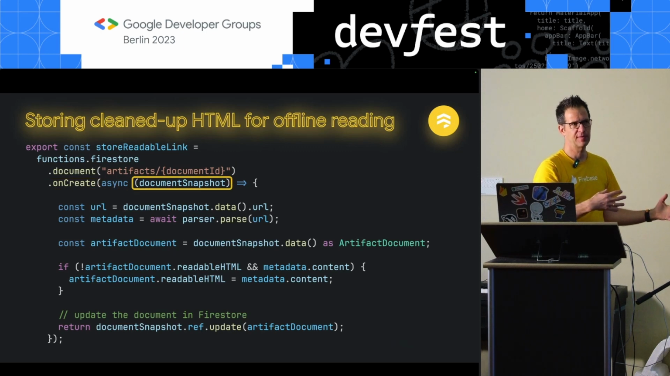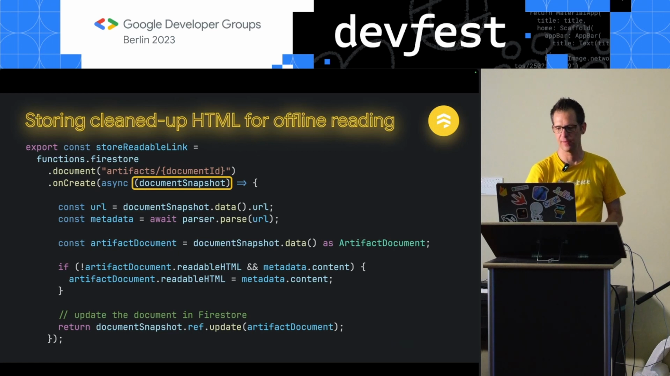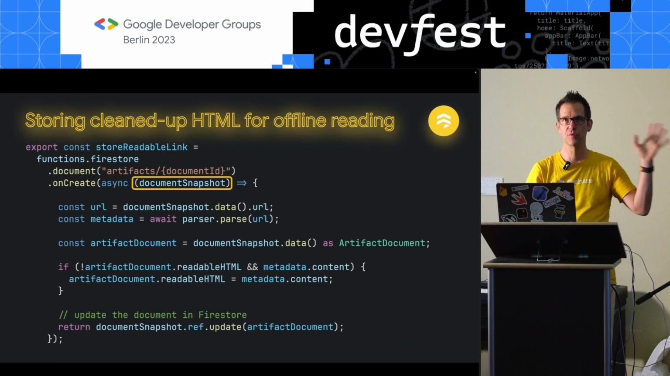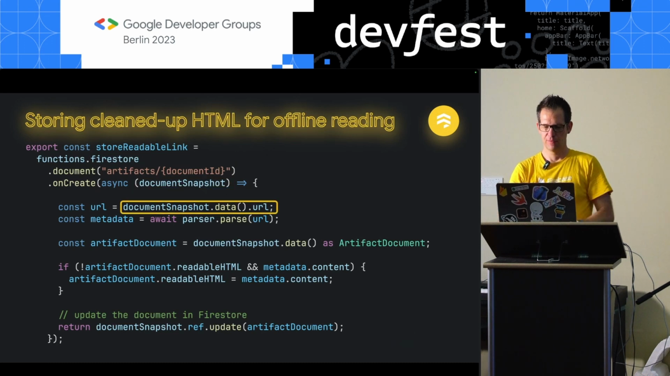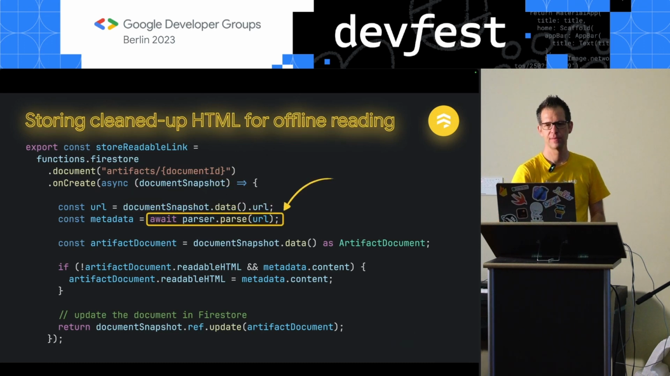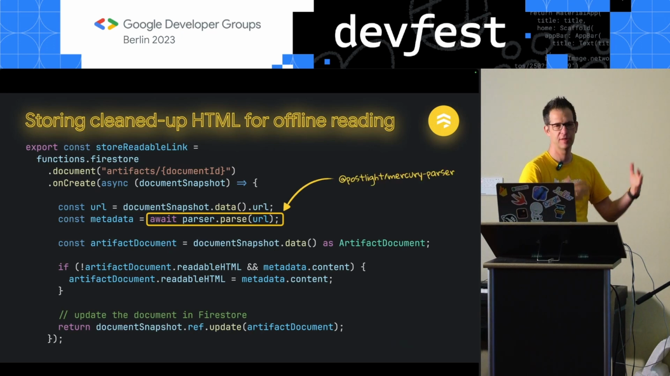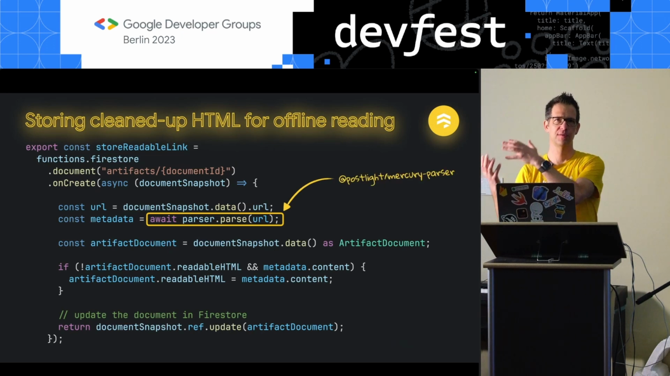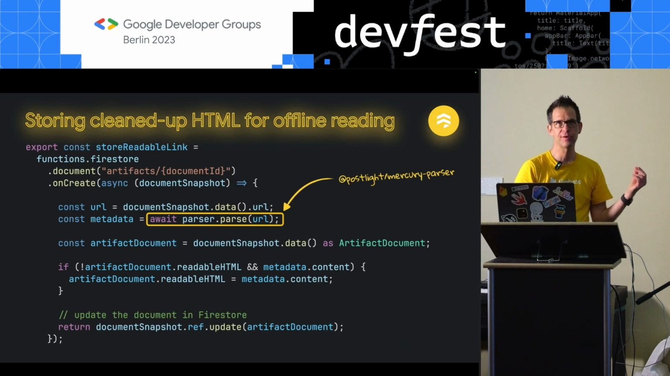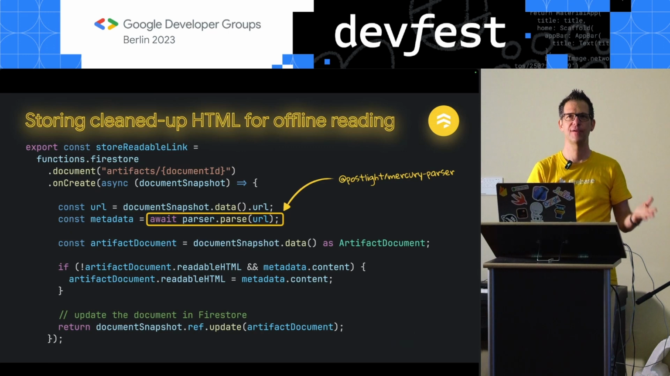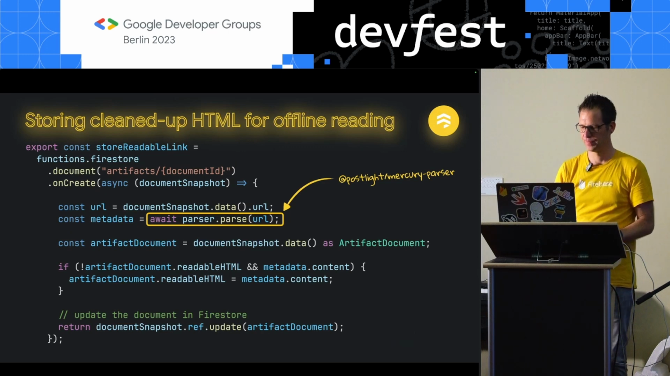Here we get a document snapshot, and that is the state of the document as it is written into the database. So all the fields are in there. Usually that would just be the URL. And then we can take that URL and use a utility function that downloads this URL, parses it, and gives us a simplified version. I'm using the Mercury parser. That is the same parser that Apple uses in Safari when you go into reader mode.